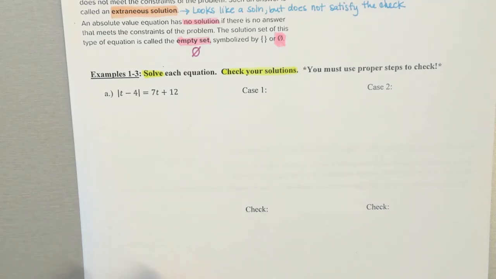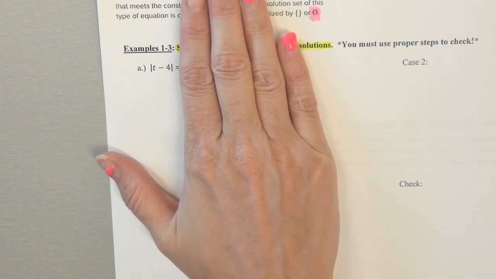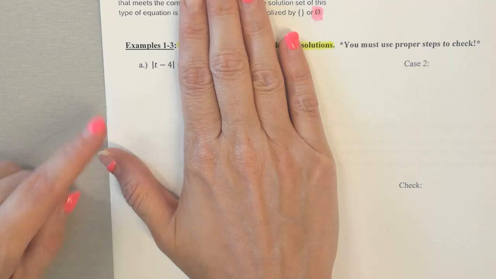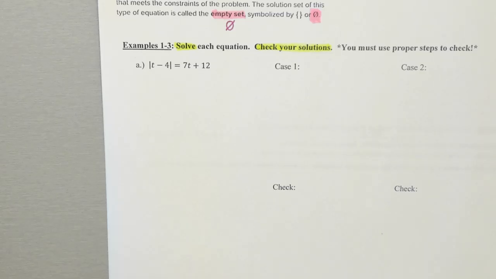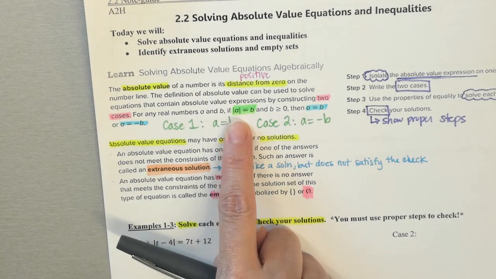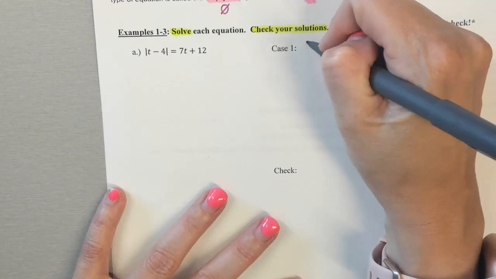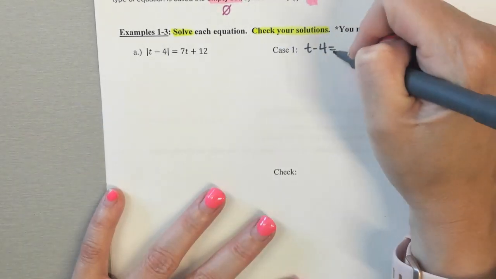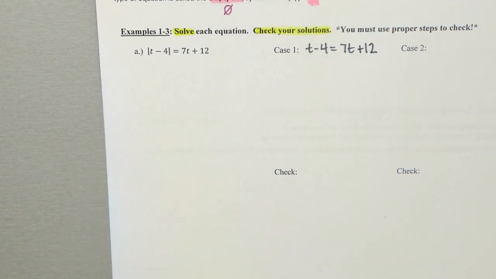Okay, so the first step is to isolate the absolute value. That means if you're looking at the absolute value, there is nothing in front of it or behind it. There's only a value inside of it. So this already is isolated, which means we can go straight to setting up the two cases. The first case is just whatever's inside is going to equal whatever's outside. That's what A equals B means. So whatever's inside the absolute value, t minus 4, equals whatever is on the right side, which is 7t plus 12. Okay, so set that up with me.